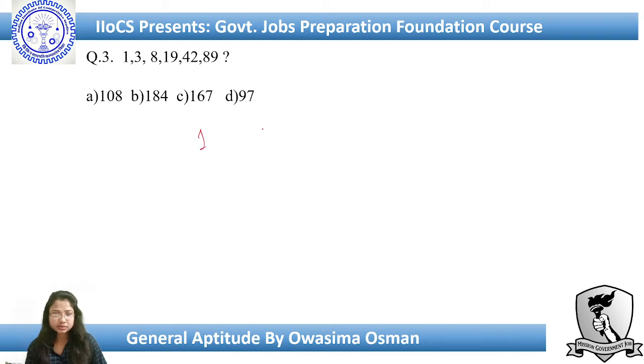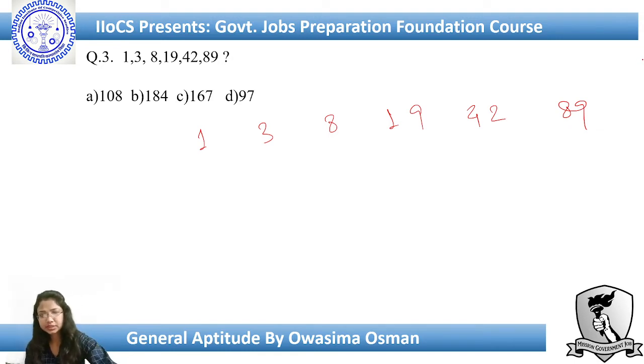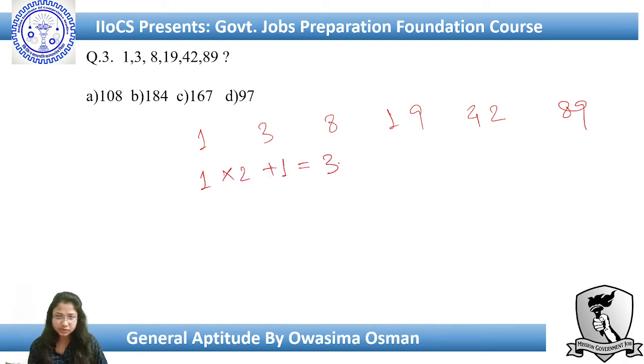1, 3, 8, 19, 42, 89. So here we can write that to find the next term, we can write that 1 into 2 plus 1 will get 3.